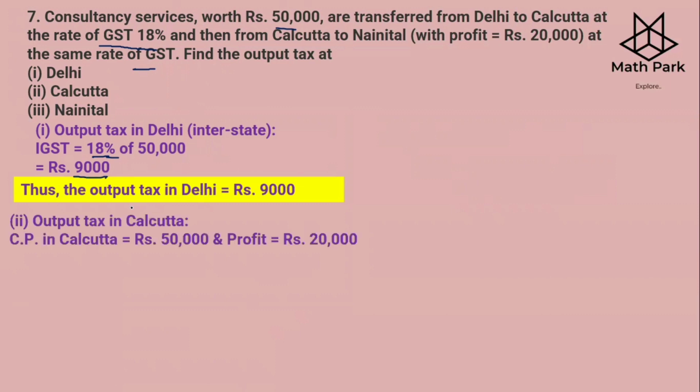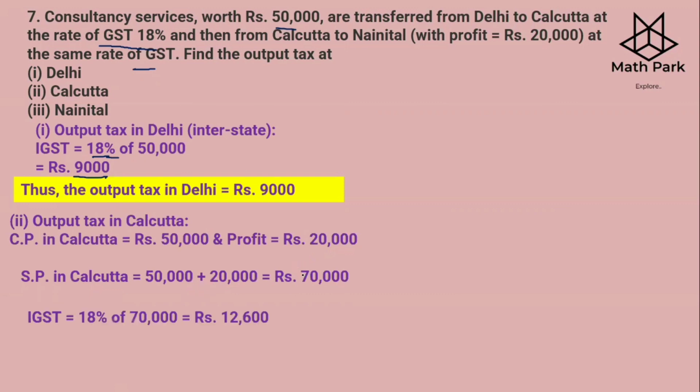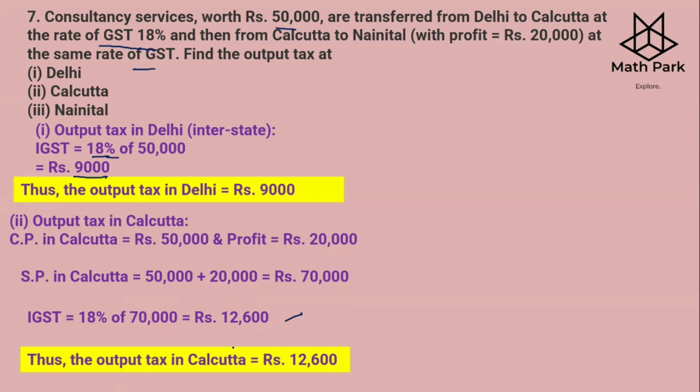The service is provided. So output tax in Kolkata: the cost price in Kolkata is 50,000 plus the profit 20,000. So the selling price is 50 plus 20, which is 70,000. And IGST is going to be 18%, again, as it is from Kolkata to Nainital, different states. So 18% of 70,000: 18 times 7 is 126. 18 by 100, these two zeros get cancelled. So 18 times 700 will be 12,600. 12,600 is the IGST. Then the output tax thus becomes 12,600.